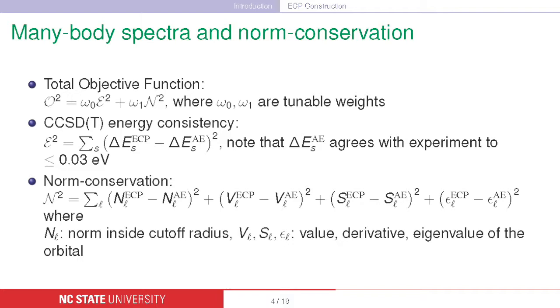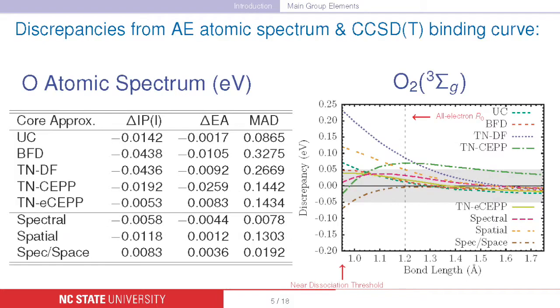To give a motivation and describe the quality of these pseudopotentials, this is a simple example looking at the oxygen atom. What I'm showing on the left is the atomic spectrum of oxygen. In the first column, we have the ionization potential. In the second column, we have the electron affinity. And in the third column, we have a mean absolute deviation for a wide variety of atomic states. This is the deviation from the all-electron coupled cluster compared to different types of pseudopotentials.